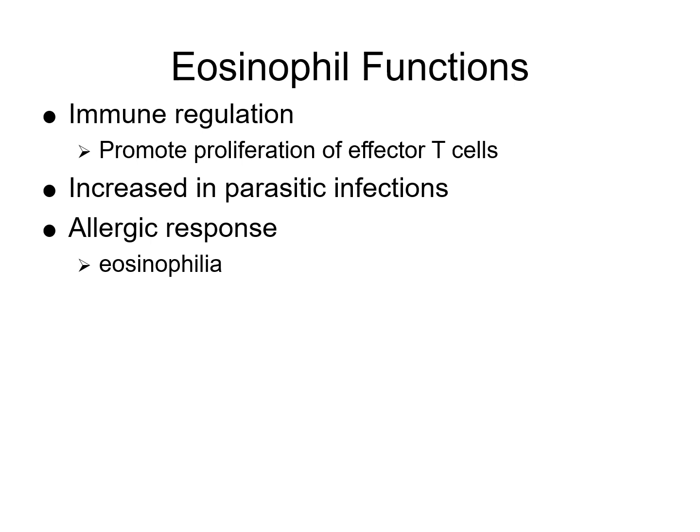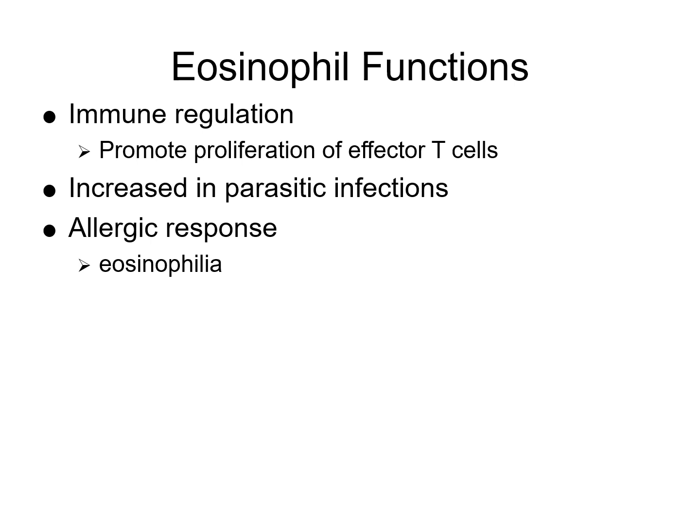As far as eosinophil function, they play a role in immune regulation. They contribute to immune regulation by promoting the proliferation of effector T cells. They help modulate immune responses, particularly in type 2 immunity, which is important in defense against parasites and in allergic reactions. As mentioned earlier, these are increased in parasitic infections.